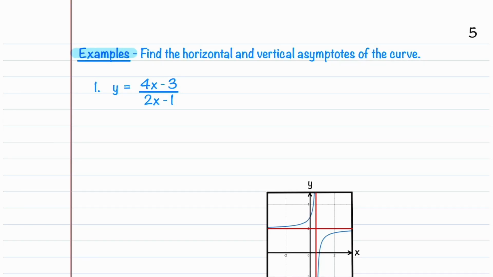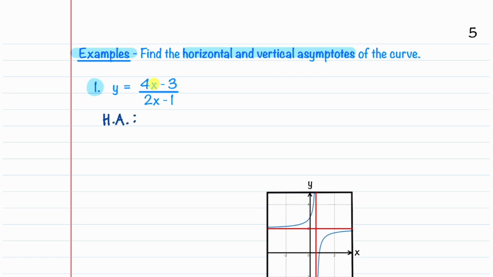Let's look at some examples where we are going to find the horizontal and vertical asymptotes of the curve. Our first curve is defined as y is equal to (4x minus 3) divided by (2x minus 1). Let's first find our horizontal asymptote.